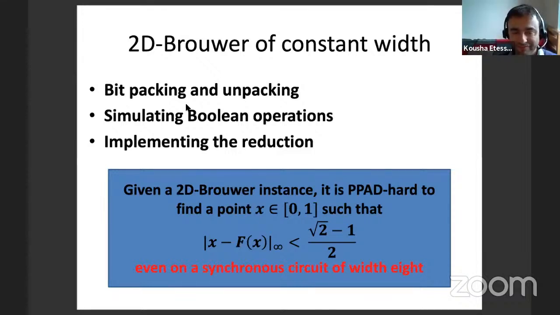Thank you. Maybe a follow-up question on this. Are there some other consequences for other problems beyond 3 Polymatrix games from this 2D Brouwer hardness with constant width? We didn't manage to find such a consequence, but I would expect that this particular hardness result will serve as a starting point for other PPAD hardness proofs in the future. Okay, cool. Are there other questions?